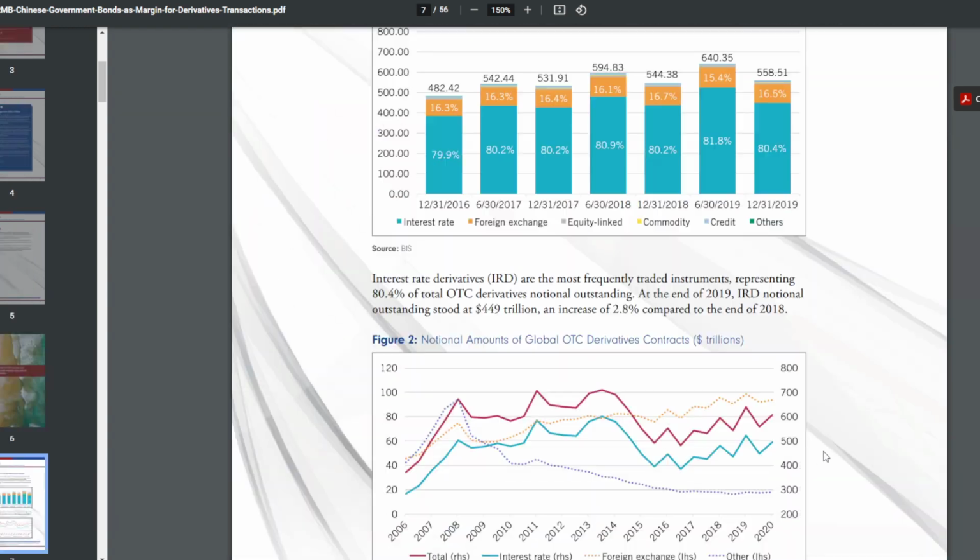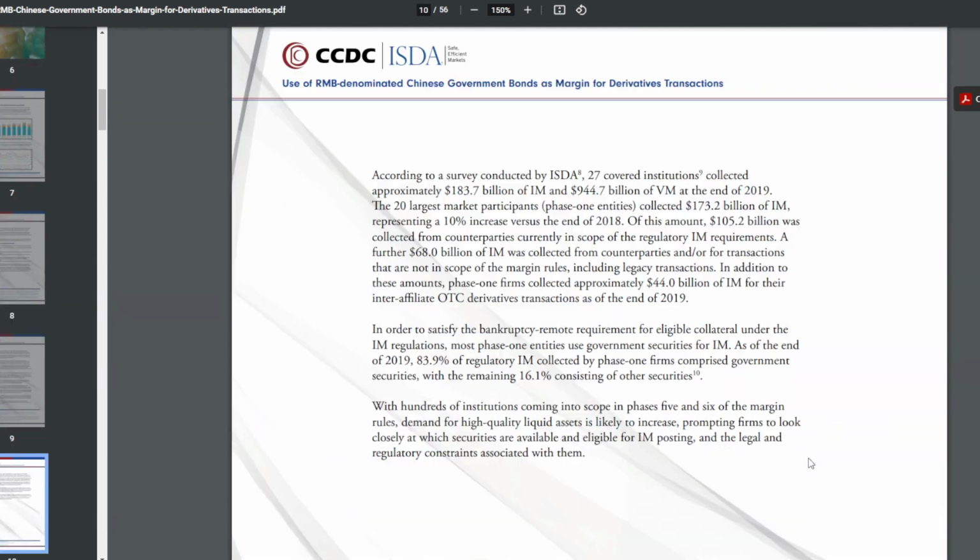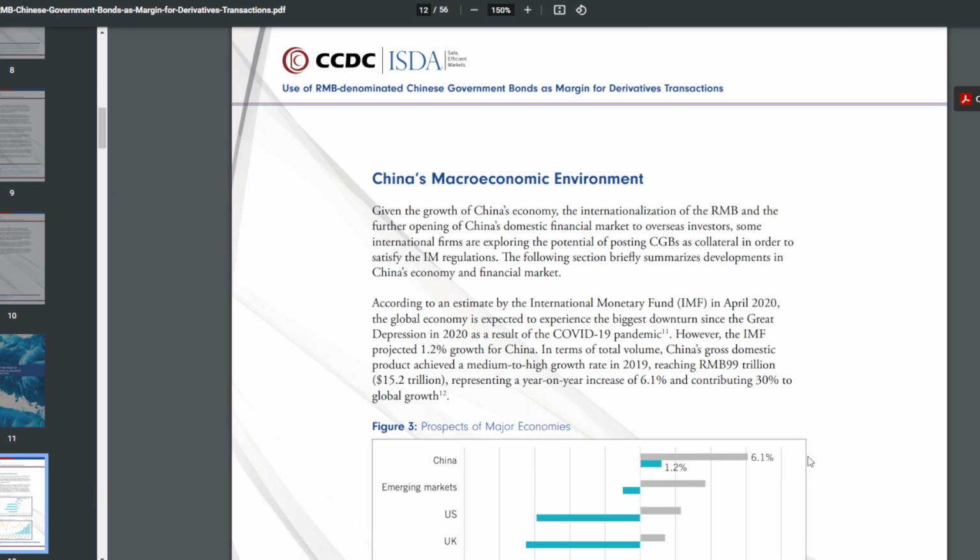And so there's a lot of data in here, and we're not going to go over all of this, but we can go over some. And basically, this is why they're saying this is a good thing. So given the growth of China's economy, the internationalization of the RMB, and the further opening of Chinese domestic financial market to overseas investors, some international firms are exploring the potential of posting Chinese government bonds as collateral in order to satisfy the initial margin regulations. The following section briefly summarizes developments in China's economy and financial markets.